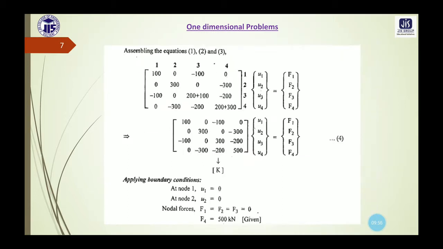Now if we assemble these equations 1, 2 and 3, then we will get a 4 by 4 equation as the stiffness matrix multiplied by a column matrix of u1, u2, u3 and u4, equals the global force vector of F1, F2, F3, F4. So this is our equation number 4.